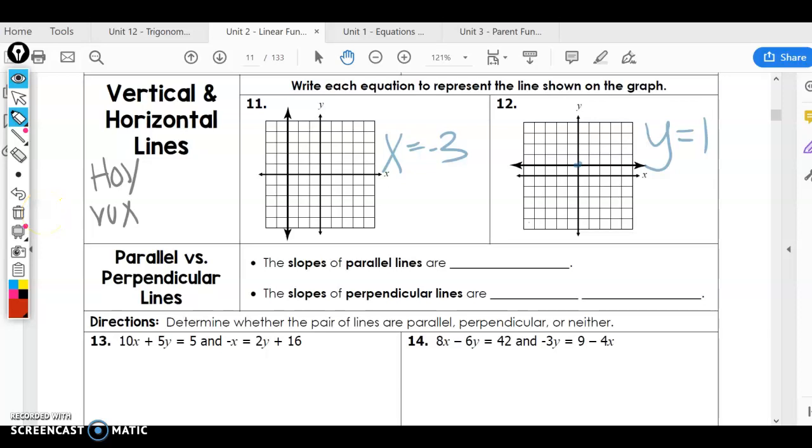We're going to talk next about parallel and perpendicular, a little recap. Parallel lines have the same slope, so the slopes are equal. Perpendicular lines have slopes that are what's called opposite reciprocal, meaning that you're going to flip the slope and also take the opposite sign, positive to negative, negative to positive. Let's do a couple examples.